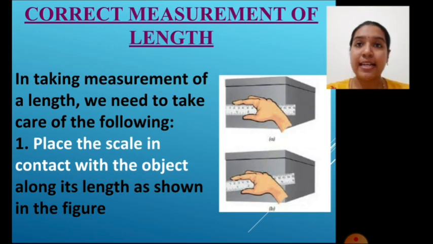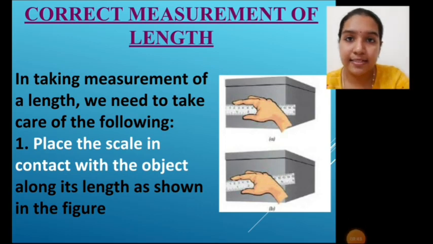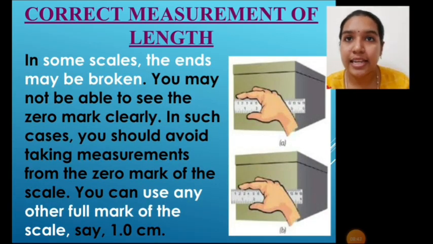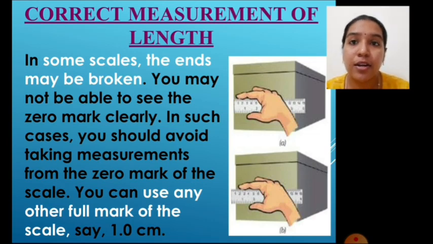First one is that the scale should always be in contact with the object while measuring. Second one is, if it is a broken scale, the measurement should be done from a full mark of the scale, and then it should be calculated correctly by deducting the units which are present before the full mark which we considered.